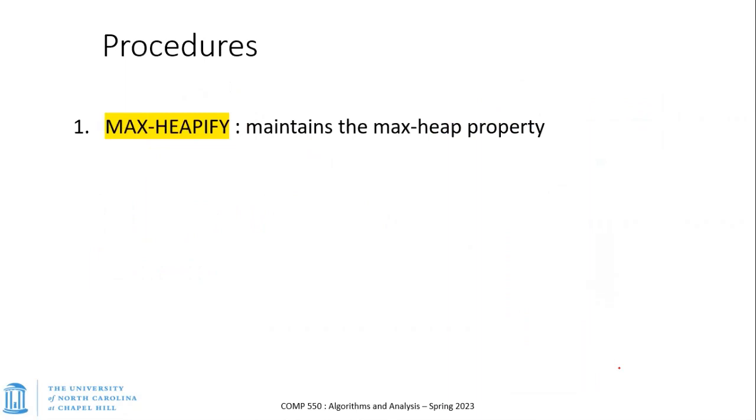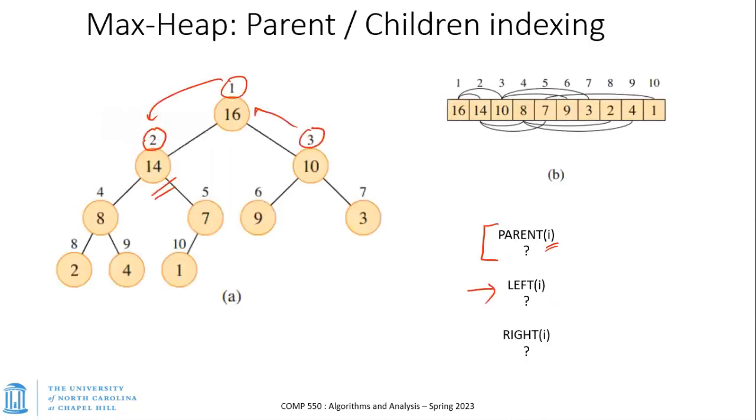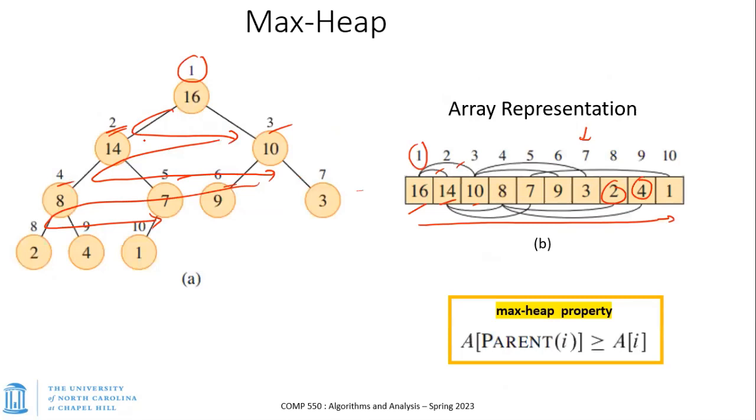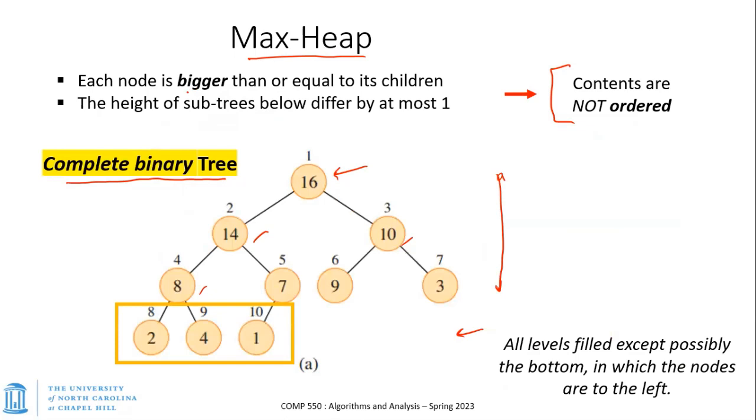Now, let's take a look at a few procedures. The first procedure that we're going to look at is max heapify. Why is it called max? Simply because we're looking at max heaps. We could have defined min heaps, but we'll start off with max heaps. Min heaps would differ in the sense that the smallest number would be at the top, so instead of bigger, you would have smaller than or equal to in a min heap.